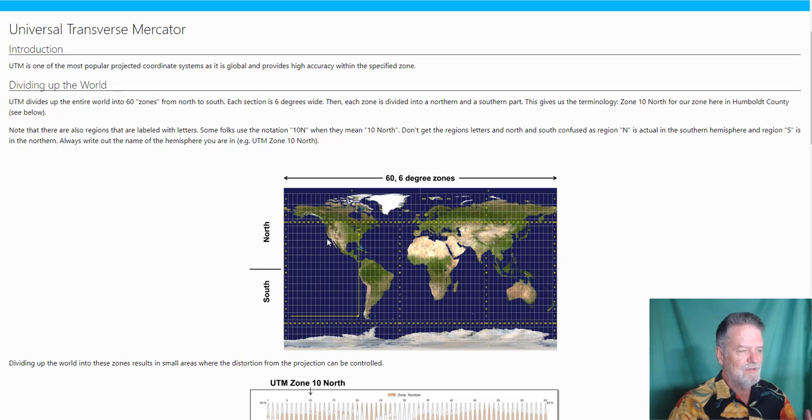In other words, if you're going to be working in different parts of the US, different parts of the world, you're going to use different zones within UTM. Again, UTM being Universal Transverse Mercator. Do you need to know that?